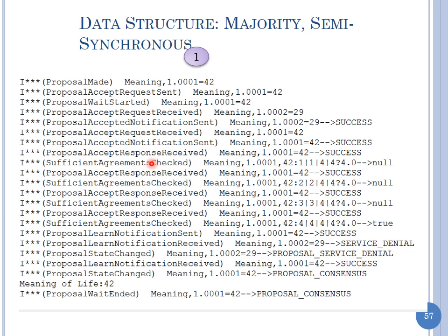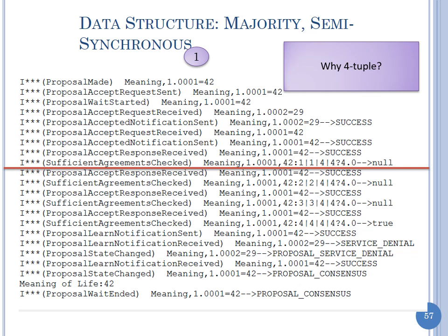So to determine if sufficient agreements have been received, it needs to keep a data structure. And this line here shows you that there are 4 components to the data structure. Let's try to imagine what these 4 components might be, or in other words, what kind of information does the proposer have to keep to determine if sufficient agreement has been reached. And if you can't think of all 4 components, just think of a subset of the components. So here's the data structure, a 4-tuple. Or another way to say that is, what should really be kept.